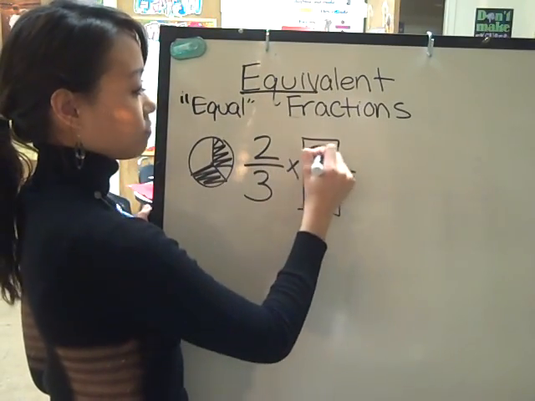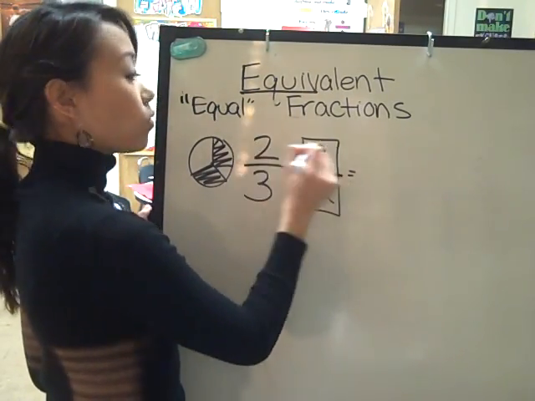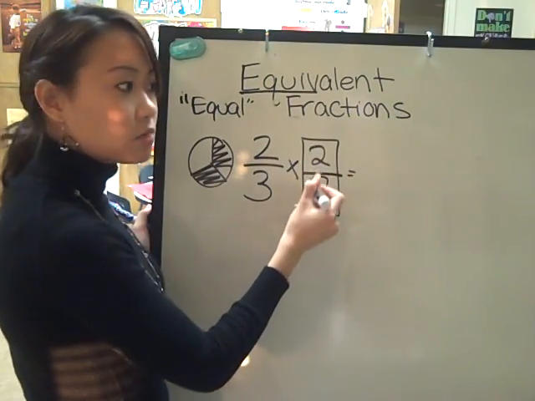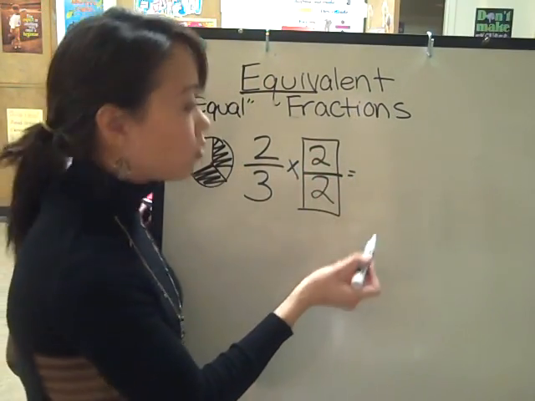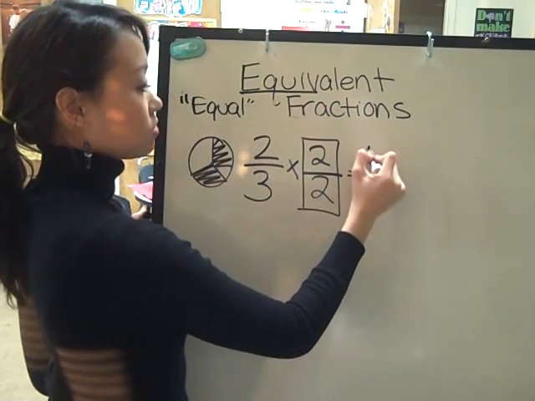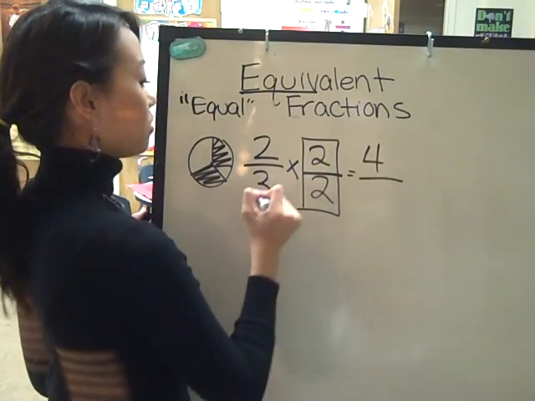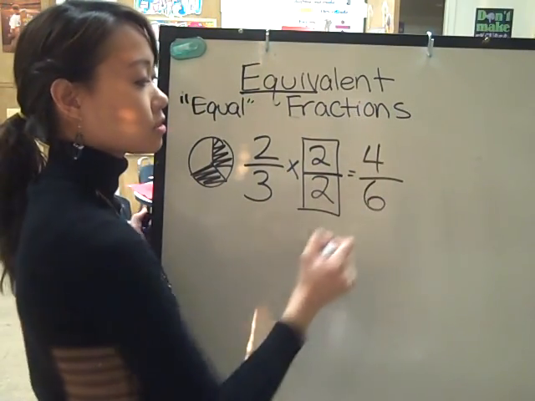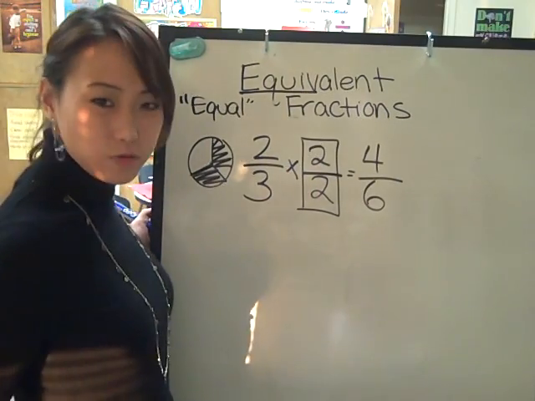2/3, let's see. Trying the number 2. What I do to the top, I do to the bottom. If I double the sugar, gotta double the flour. 2 times 2 is 4. 3 times 2 is 6. So what does 4/6 mean?